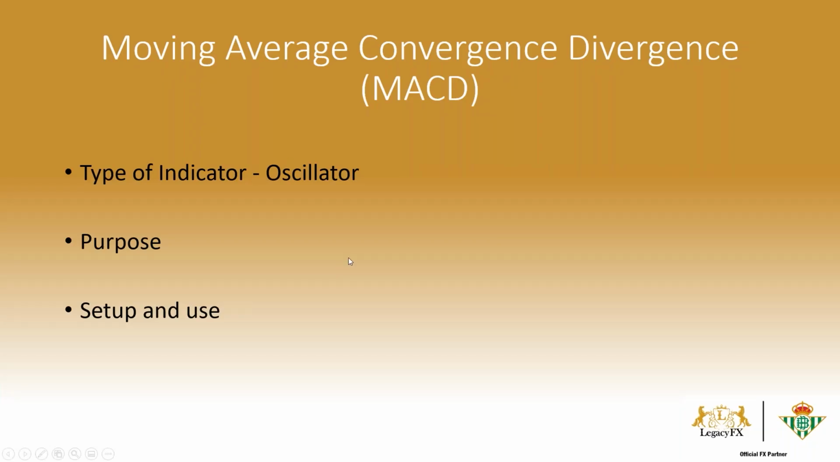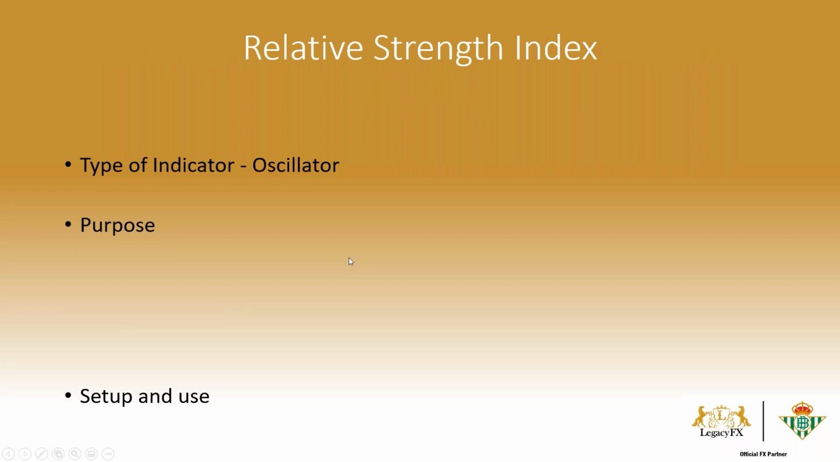So let's move on to the RSI. Now, the RSI is pretty commonly used. The relative strength index is, again, an oscillator, so it goes underneath. And the purpose of it is actually quite simple. It calculates the relative strength between two securities. That's it.